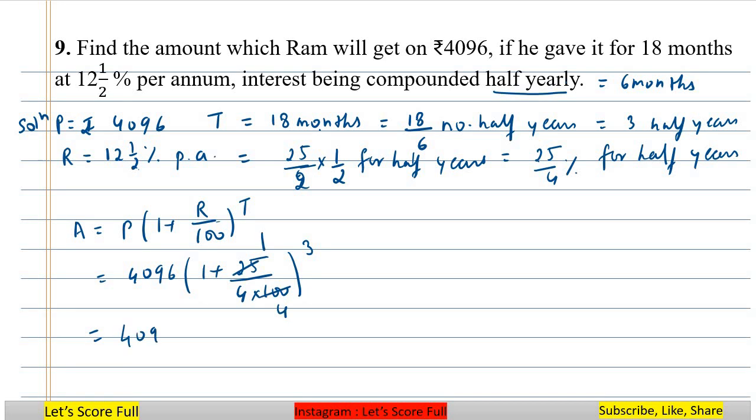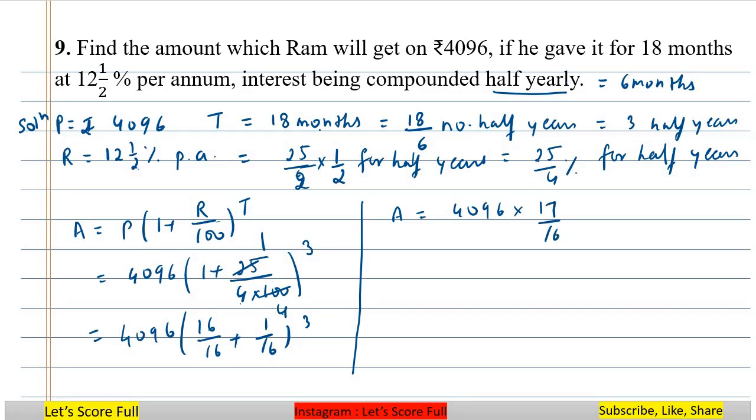So 4096. Take LCM here. So 4 divided by 4, right, to make the denominator equal. Not 4, my bad. Here 4 and 4 we have 16. So multiply and divide by 16. Correct? So when you calculate, amount is 4096 and then (16 plus 1) 17 by 16, thrice. Why thrice? Because the power is 3.